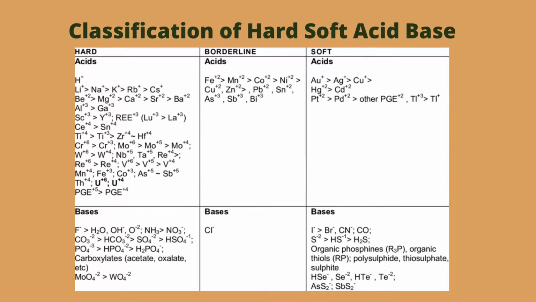These are the classifications of hard and soft acids and bases. For example, hydrogen, lithium, sodium, potassium, rubidium, and cesium are hard acids, and then gold, silver, copper, mercury 2+, and also cadmium 2+ are soft acids. And for the hard bases, fluoride, water, hydroxide, oxygen, and so on. And for the soft bases, there are iodide, bromide, cyanide, and carbon monoxide. You can pause this video to take a closer look if you want.